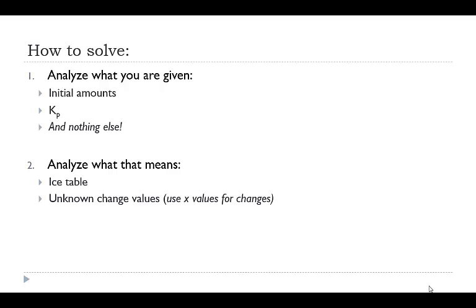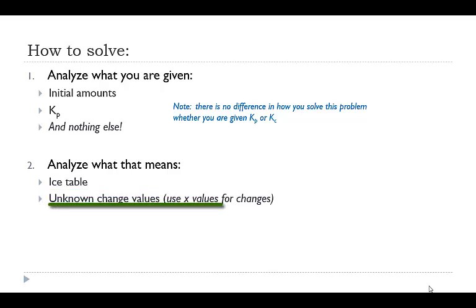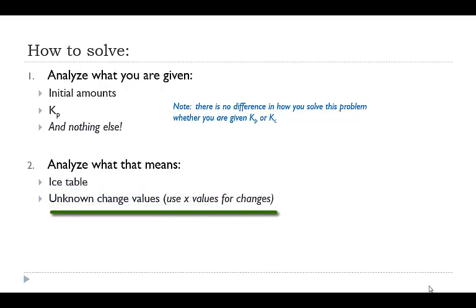So how do we solve it? First thing to do is we have to analyze what we're given. We're given initial amounts and Kp, nothing else. Remember that there's no difference in how you solve this problem whether you are given Kp or Kc. For this problem we are working with Kp. What does it mean when we're given initial amounts and K? It means that we need to have an ICE table and that our change values are going to be unknown. We're going to use the x's in the ICE table.